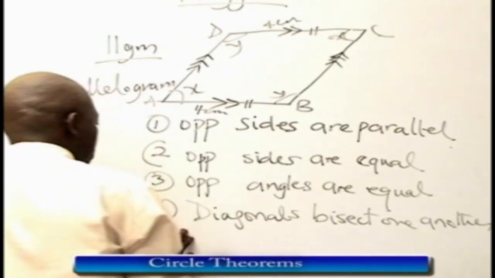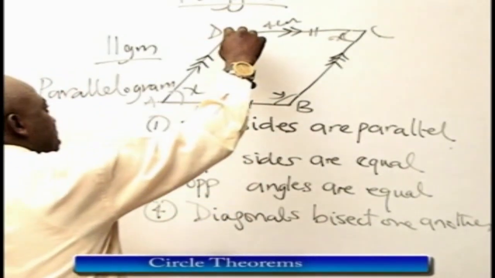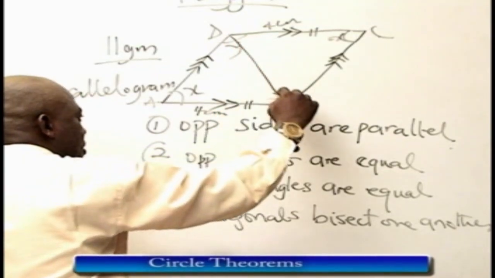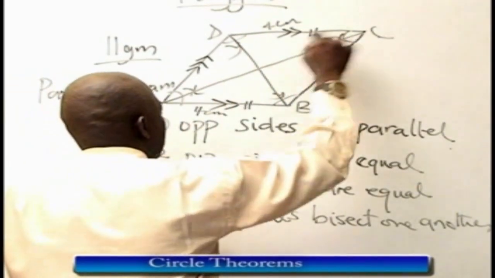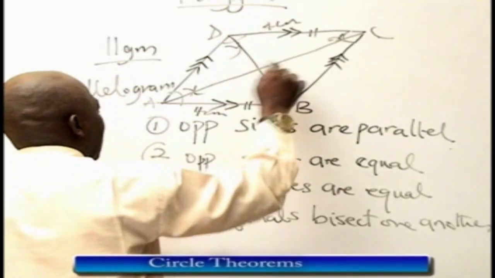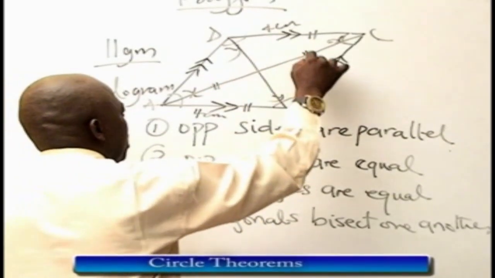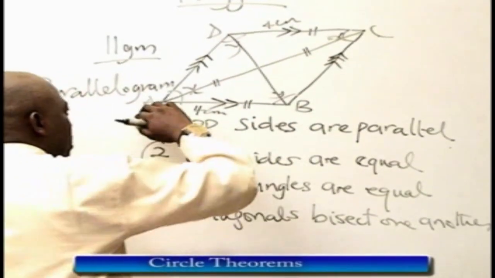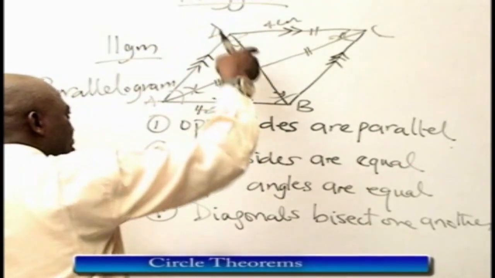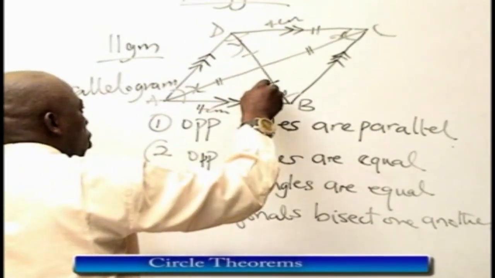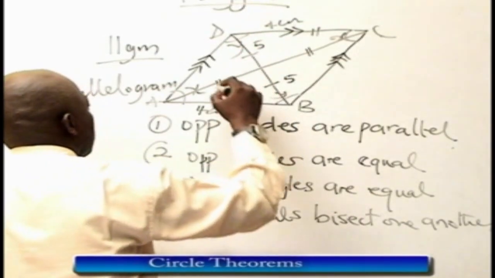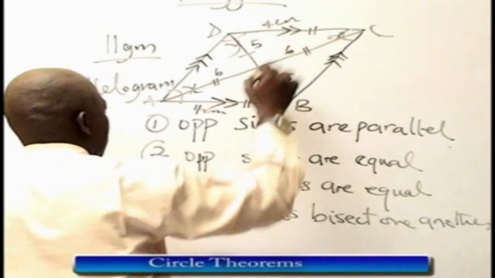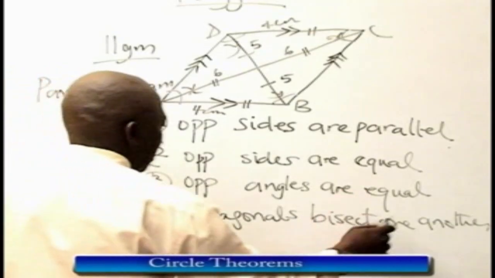Again, the last property of parallelogram, it says the diagonals. This is what we mean by diagonals. This diagonal cuts this diagonal into two equal halves. Then this diagonal also cuts this one into equal halves. So if this one is 5, this one is 5. If this one is 6, this one is 6. Because the diagonals bisect each other.